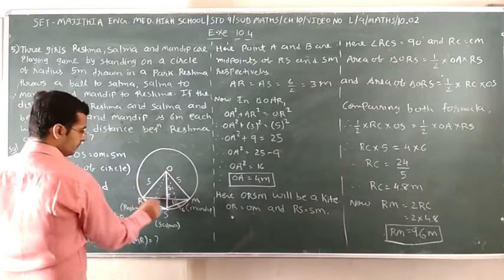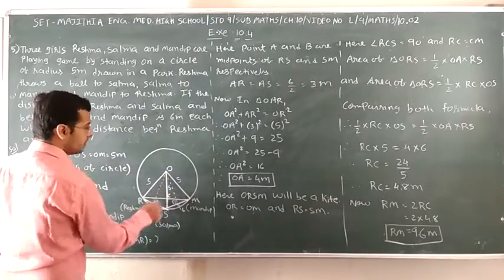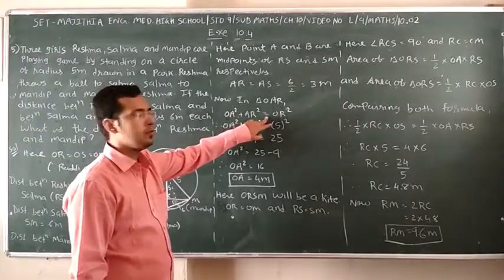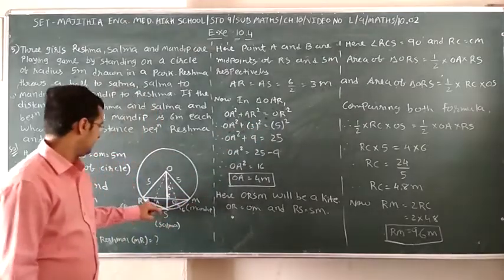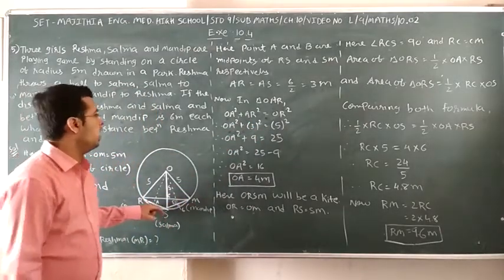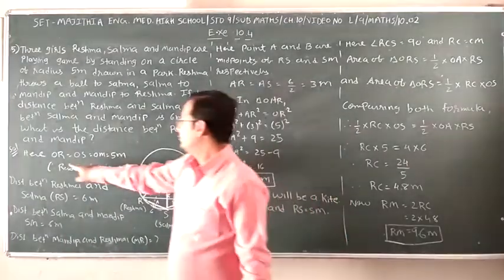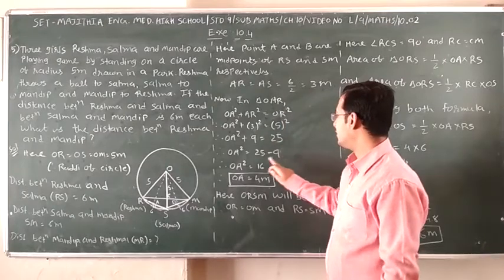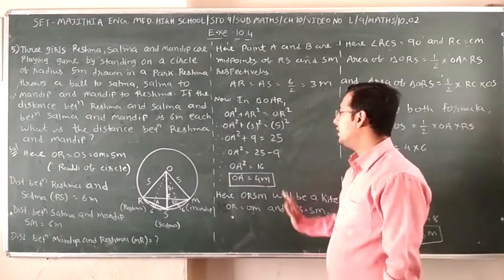This is 5, 3. So you have to find OA square plus AR square is equal to OR square. OA square plus AR, that is 3. OR, that is 5. 3 square is 9, 5 square is 25, so 25 minus 9 is 16, square root is 4. Okay, that is always positive.